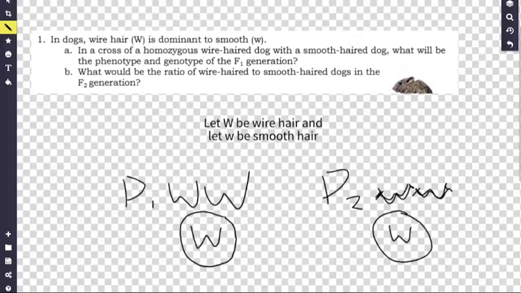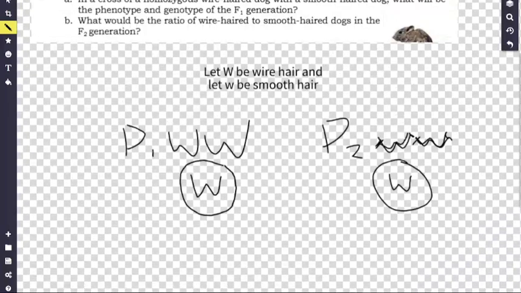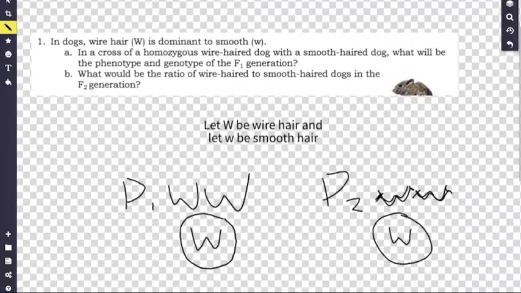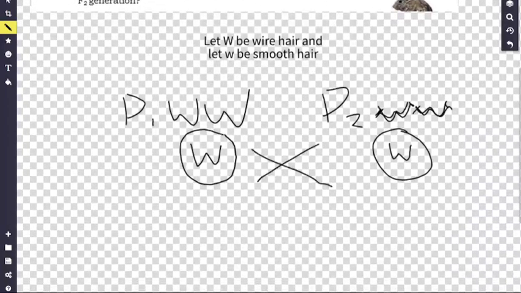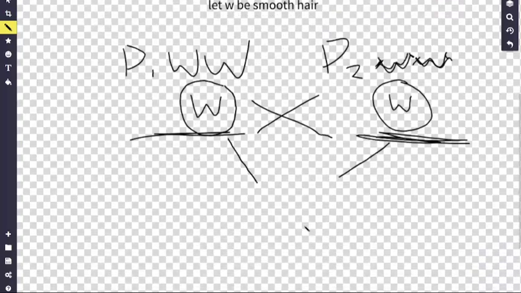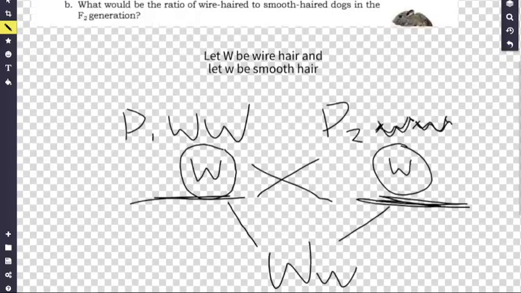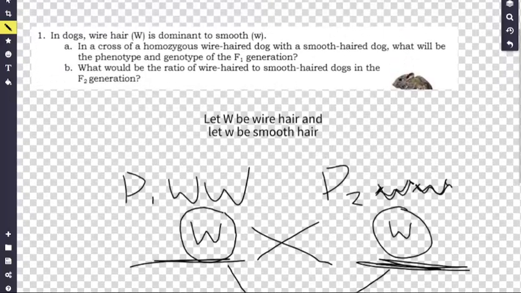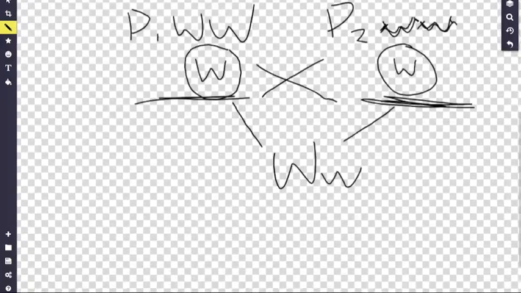Remember that you're going to have a cross. You're going to get the big W from dad because that's the only thing you can get, and the small w from mom, the only thing you can get from her. So it's going to come down here and give us Ww.